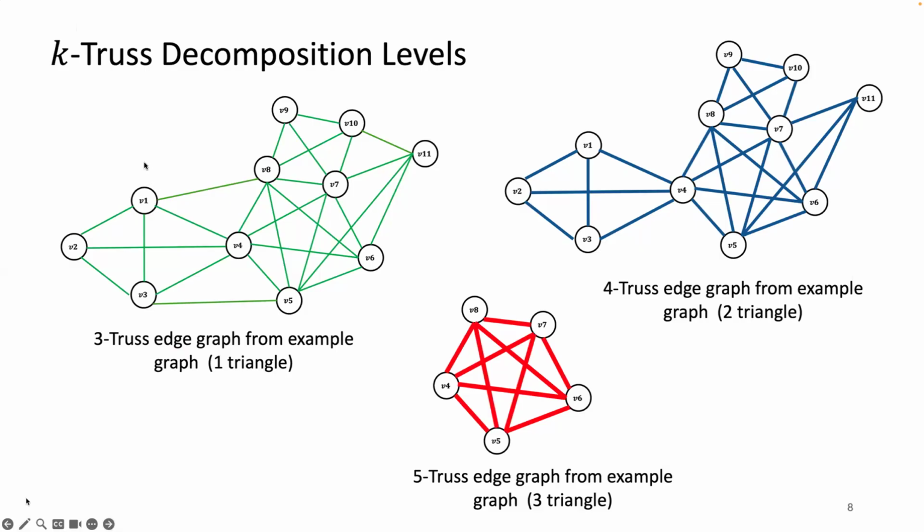Continue. Yes. So the entire graph is the 3 truss edge graph. The one on the far right, the blue one, is the 4 truss edge graph after the first decomposition process, and the red one is the 5 truss edge graph when we decompose further, right?